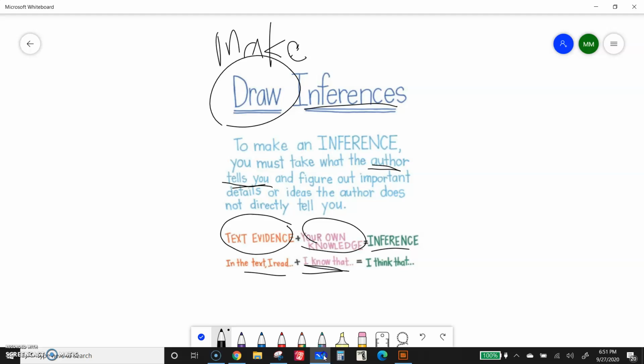Or if an author tells me about somebody who has tears in their eyes and a smile on their face, I might think they're laughing so hard that they started crying, because I know that sometimes that can happen. Just tears alone might make me think they were sad, but if they're also smiling, then maybe I can draw the inference that actually they were laughing so hard that they were crying. I have to take all the things the author tells me, combine it with things I already know, and that can help me make that inference.